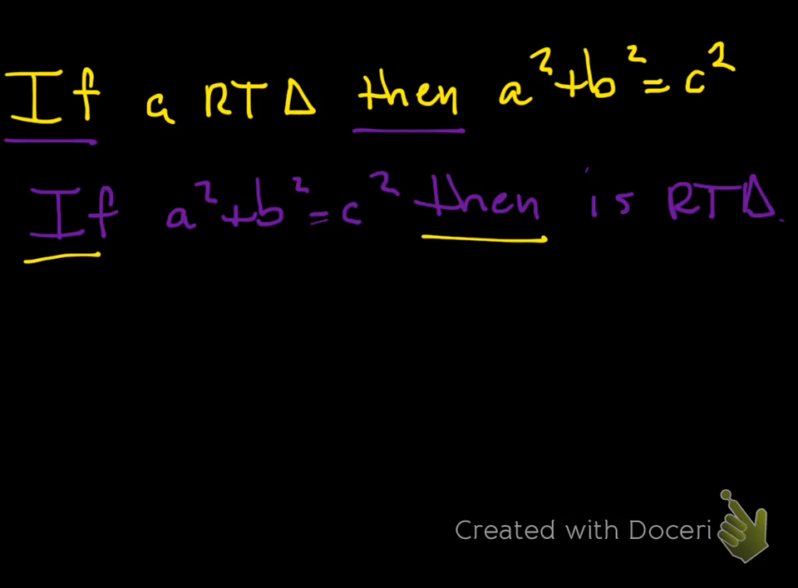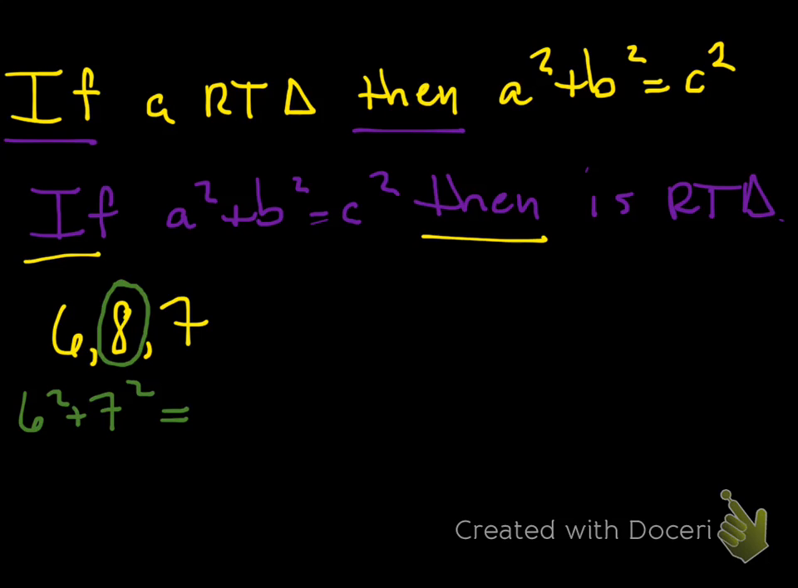So the first one is 6, 8, and 7. An important thing to remember is that they're not always going to give you a, b, c in order. The hypotenuse c is always the largest one, so I'd get into the habit of circling that. So if this is a right triangle, that means that 6 squared plus 7 squared should equal 8 squared. I'm going to skip a step. If you do the math, you get 85 does not equal 64. So that means this is not a right triangle.